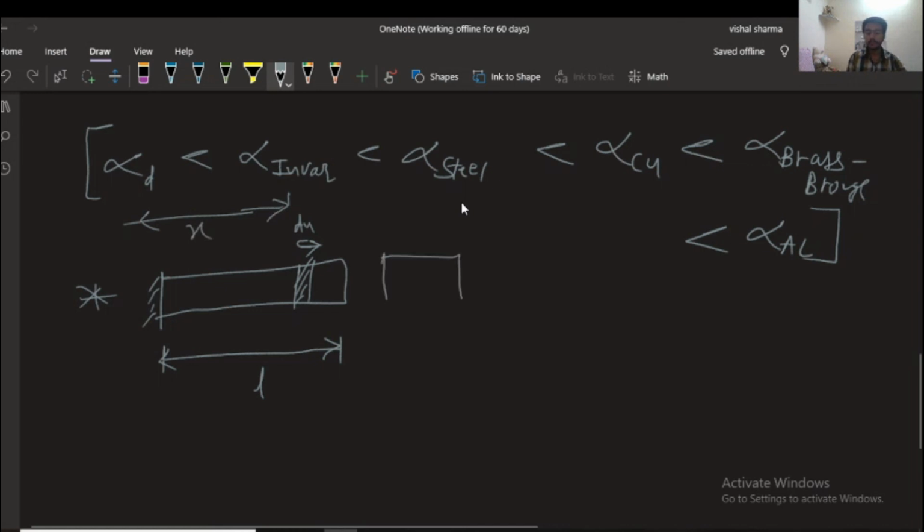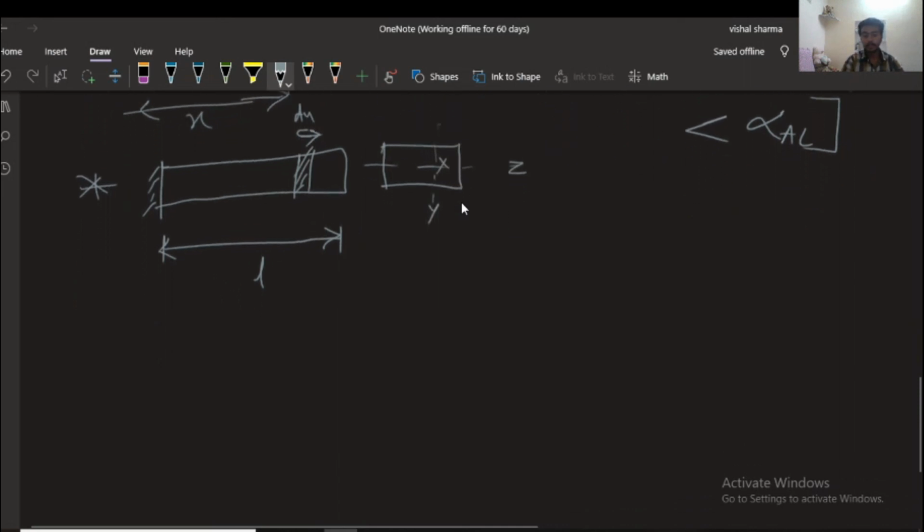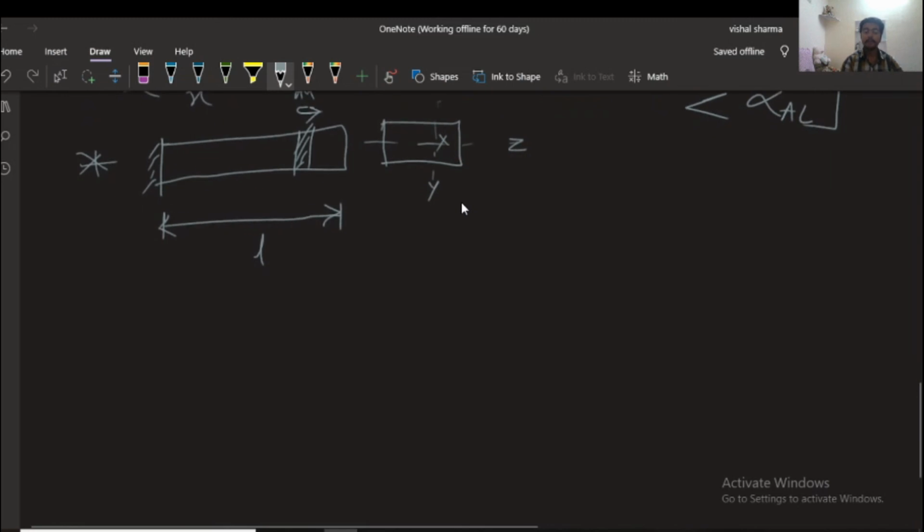Its cross section is in the x, y and z direction. Okay, so here I am taking the change in strain due to the different types of temperature phenomena. First of all, I am taking the change in temperature as uniform.